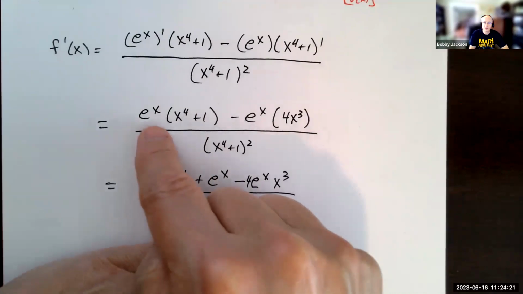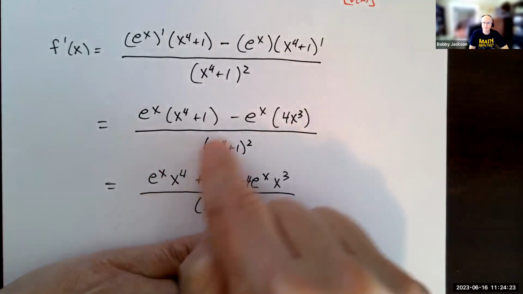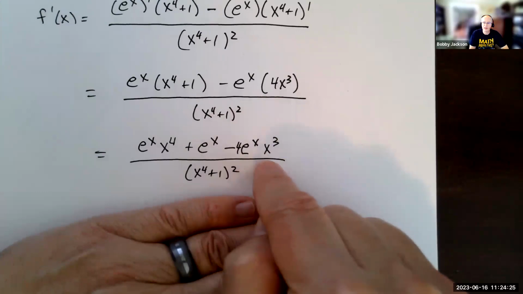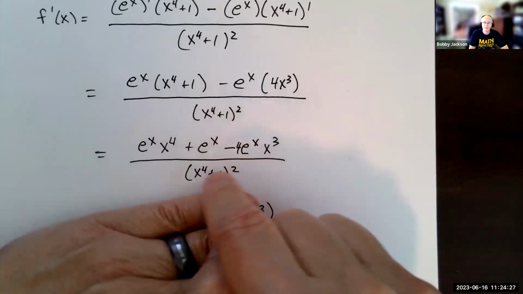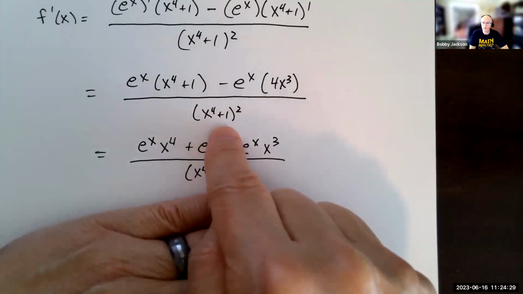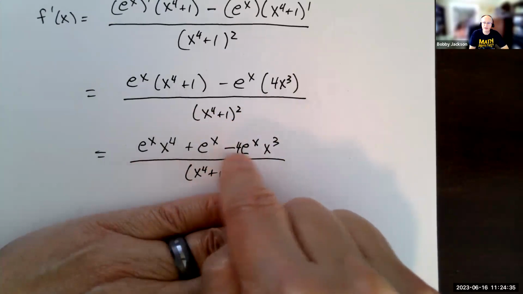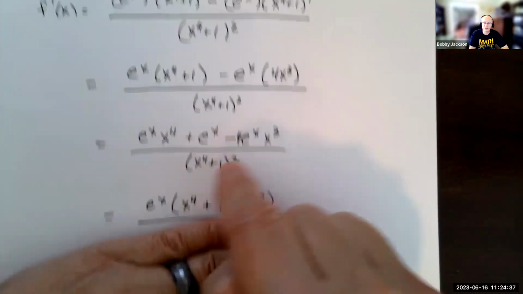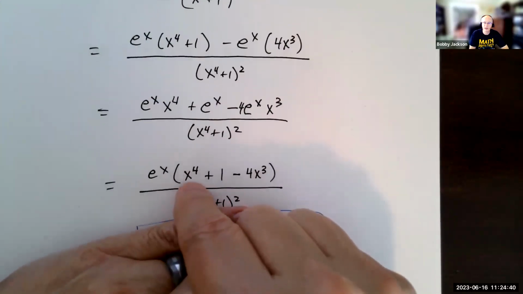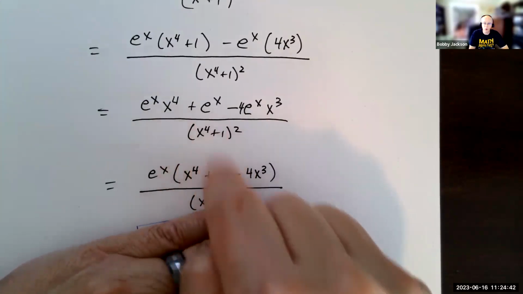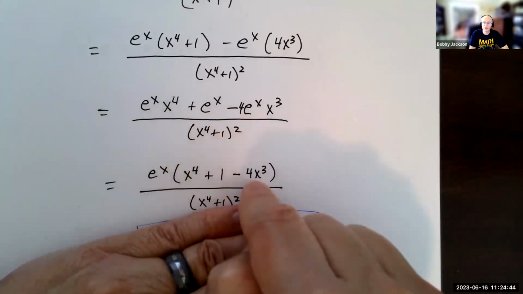And then just clean this out, distributing the e to the x through here and distributing this negative e to the x here. I don't want to expand the x to the fourth plus 1 because it's already factored. But could I factor the top? Well, I can factor out a GCF of e to the x, right? I can pull out e to the x. I'm left with x to the fourth plus 1 minus 4x cubed.